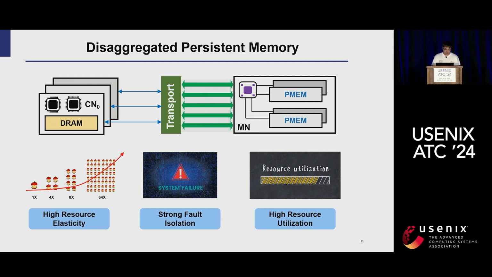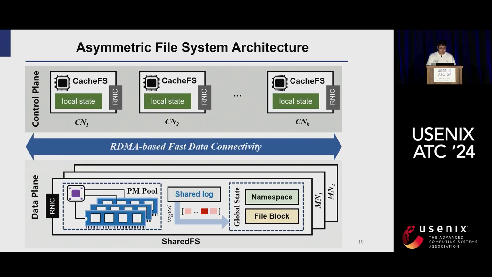It supports low-latency data connections with high aggregated bandwidth. Finally, the DPM allows independent scaling of two types of hardware resources. The administrator could provision or deprovision a specific type of hardware resource flexibly and on demand. This novel hardware architecture achieves high resource elasticity, strong fault isolation, and high resource utilization at the same time.